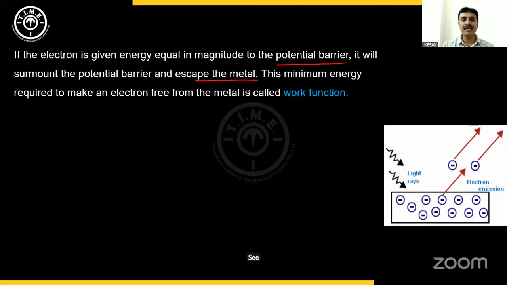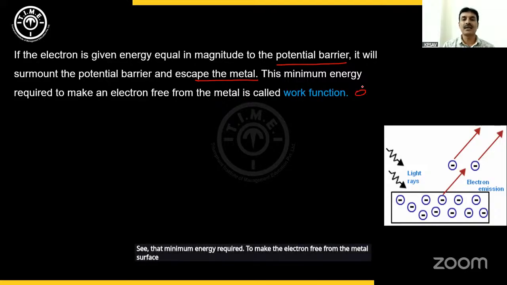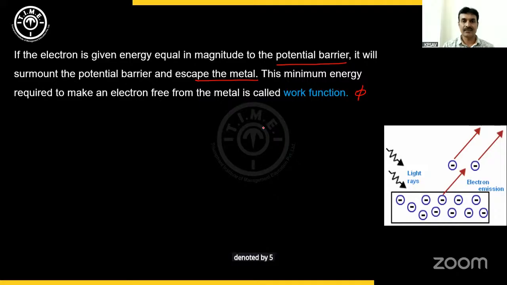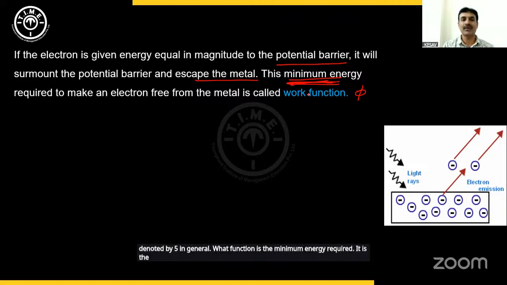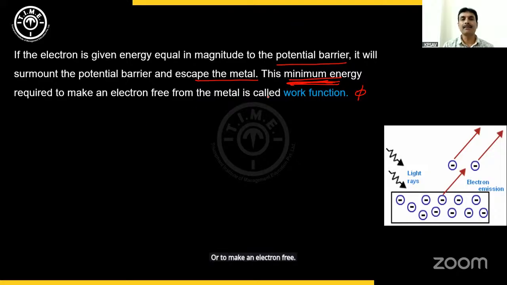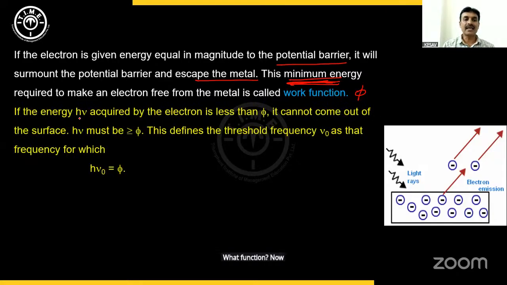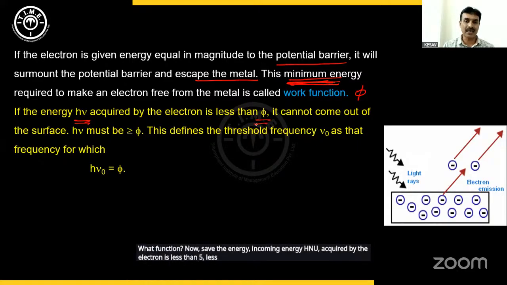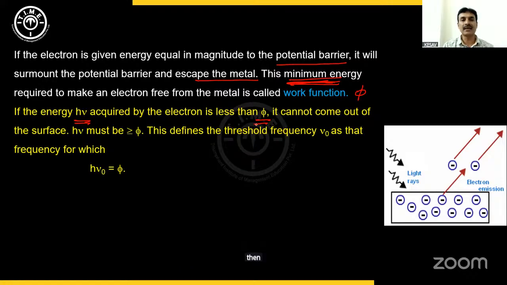See, that minimum energy required to make the electron free from the metal surface is called its work function, denoted by phi in general. Work function is the minimum energy required to release the electron or to make an electron free from the metal. That is called its work function. Now, see, if the incoming energy h nu acquired by the electron is less than phi, less than the work function, then there is no photoelectric emission. Electron cannot come out of the metal surface. So, no photoelectric effect takes place.